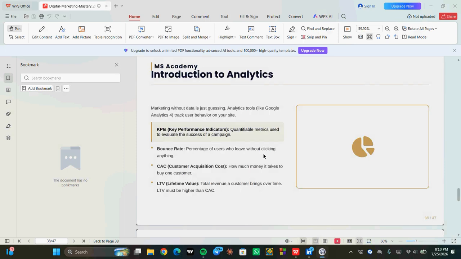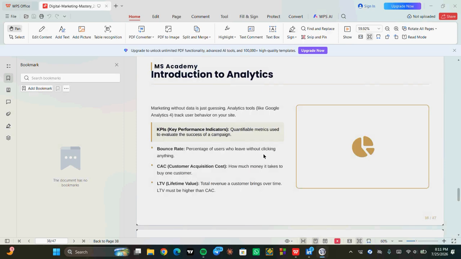So KPIs, key performance indicators: quantifiable metrics used to evaluate the success of a campaign. Basically, KPIs act as a compass for your marketing efforts. Depending on your goals, a key performance indicator could be website traffic, conversion rate, or revenue generated. They tell whether a strategy is working or if you need more effort. How well you are performing as a marketer is what these key performance indicators track.